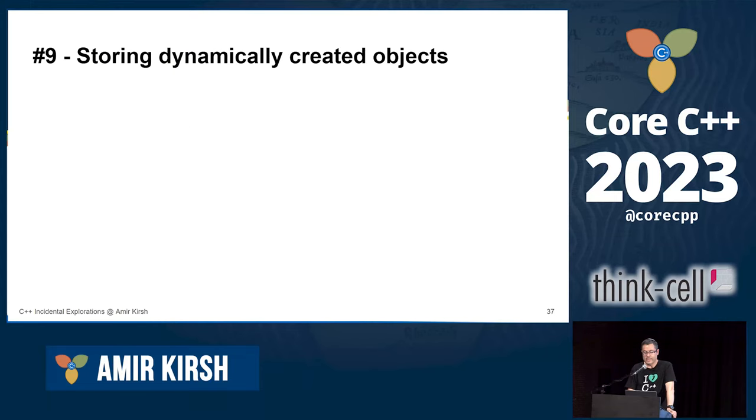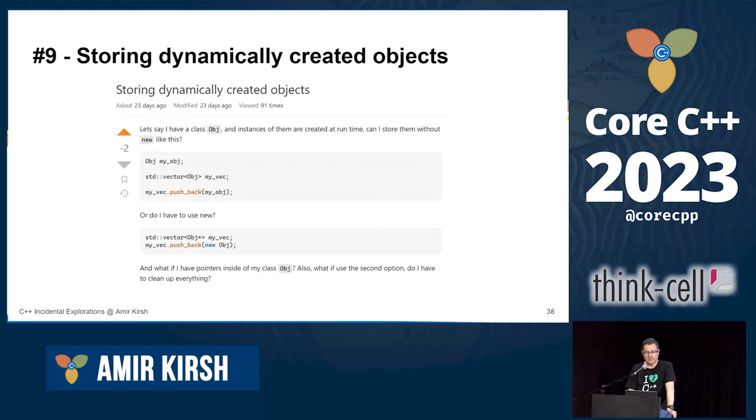Storing dynamically created objects. So again, a question that got voted down. I voted up. You see the orange arrow? It is a screenshot from my user. So the question is legit, I think, and it is, how should we hold values, let's say, in a vector or in a container? As pointers? As concrete types? What do you say?